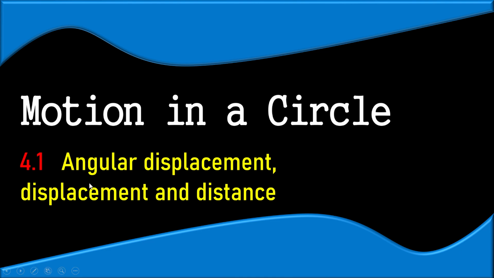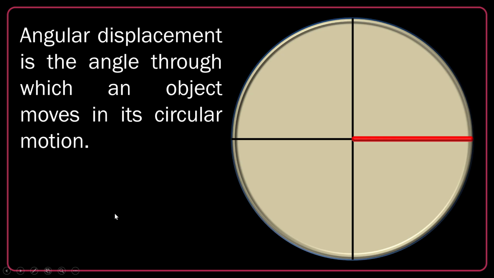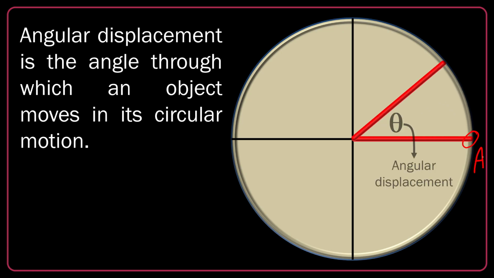In this video, I'm going to go over angular displacement, displacement, and distance in circular motion. By definition, angular displacement is the angle through which an object moves in its circular motion. Let's consider an object at point A, and then it moves on the circumference of the circle for a few degrees or a few radians.